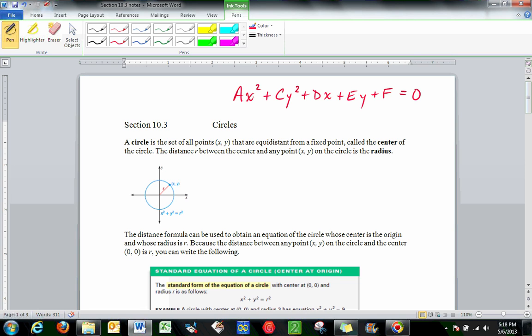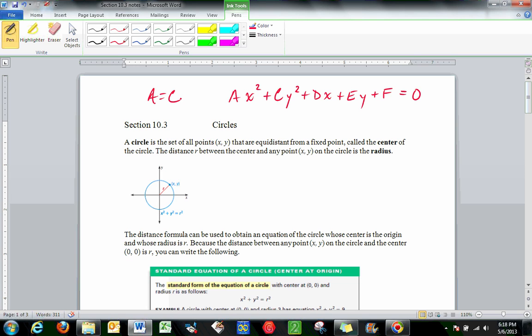Now, in the case of a circle, the quickest and easiest way for us to identify this is that the A and the C are equal to 1, or the A and the C are equal to each other. In a lot of cases, you'll see it kind of look like this, and so then you'll know that it is in the form of a circle. So that is just a quick identifier, and of course A equals C also tells us that this would potentially be a circle. So those are some quick identifiers.